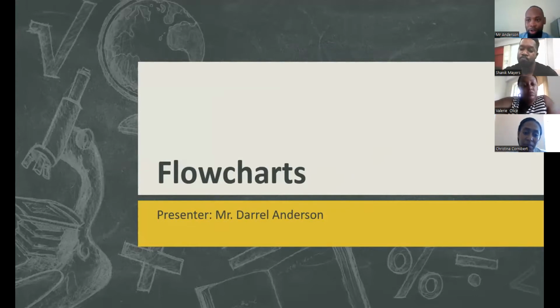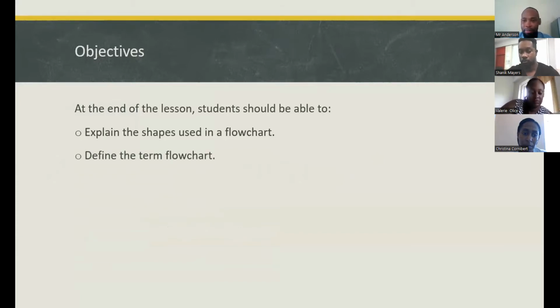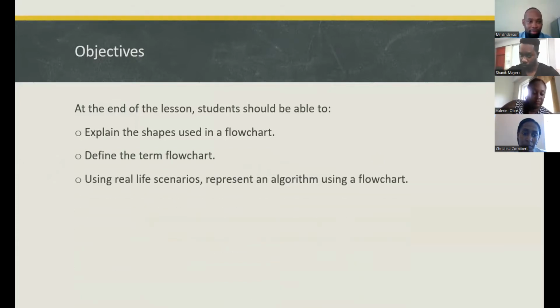So today we'll be doing flowcharts. Like I said earlier, it's another way of representing an algorithm, okay? So today, our objectives: you're going to explain the shapes used in a flowchart. We're going to define the term flowchart. And using real life scenarios, we're going to represent an algorithm using a flowchart. Let's begin.